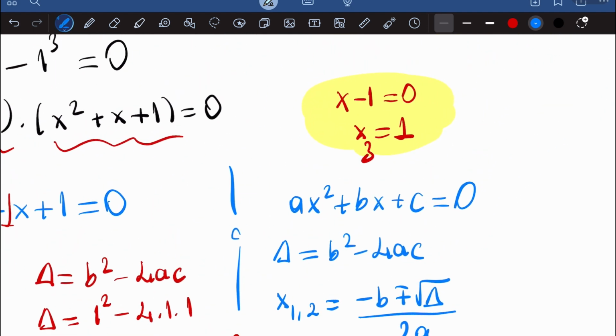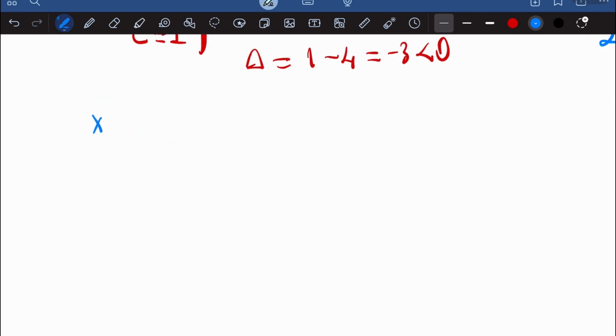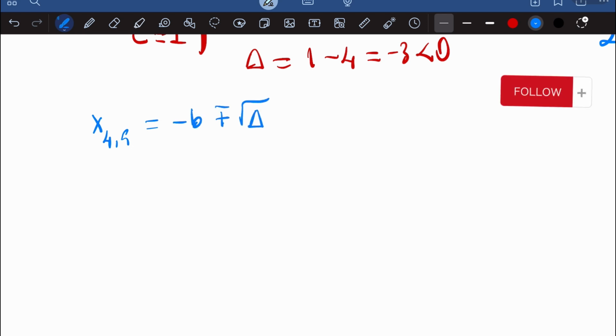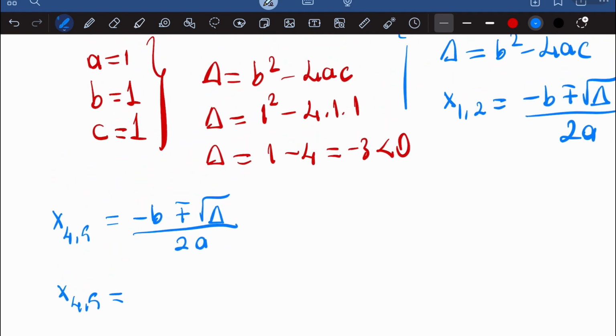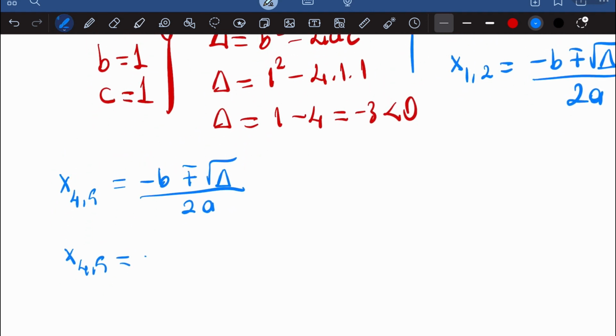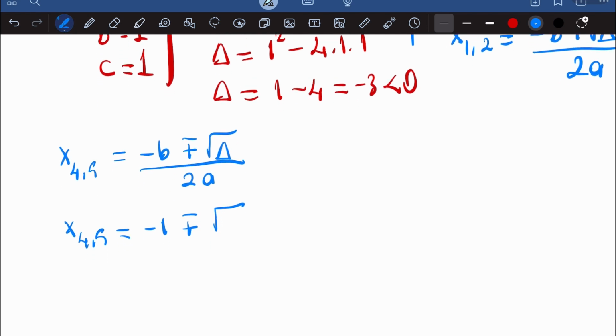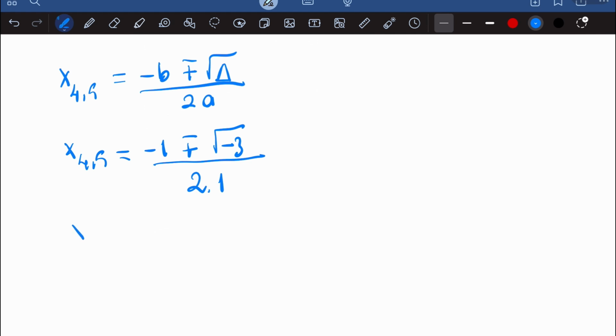We found delta as negative 3. These are the 4th and 5th roots. Let's say x4,5. What was our formula? Negative b plus or minus the square root of delta, divided by 2a. Inside the root, delta. What was my b? It was 1, so negative 1 plus or minus inside the root, what did we find delta to be? Negative 3, divided by 2 times 1. Then I continued, x4,5.